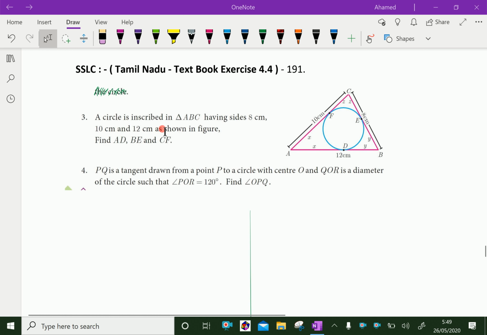A circle is inscribed in a triangle ABC having sides 8 cm, 10 cm, and 12 cm, shown in the figure. Find AD, BE, CF. Here is the figure. The triangle ABC is given. A circle is inscribed in this triangle. Now we will start the problem.